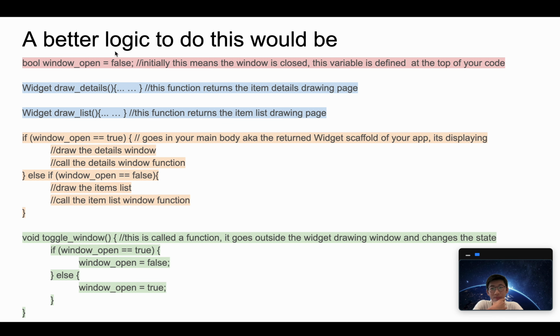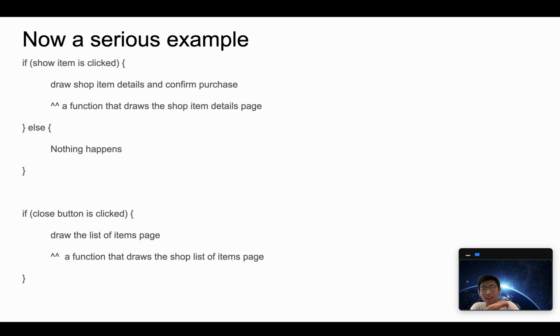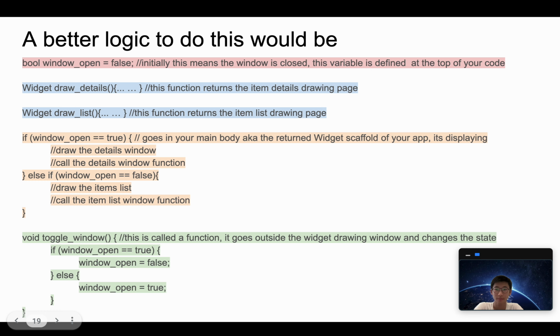So a better logic to do this would be instead of the example. Oh, the slides are messed up. Okay, anyways, here's the solution. So if the shop item is clicked, draw shop item details and confirm purchase. So just something like that, a function that draws the shop item details page. Else, nothing happens. And then if the close button is clicked, draw the list of items page.